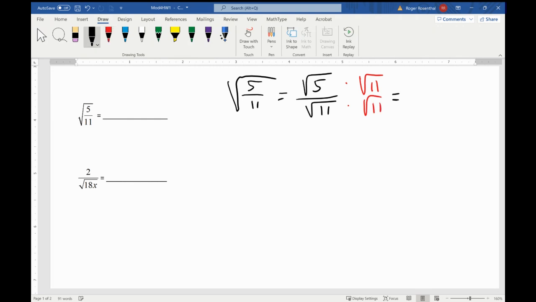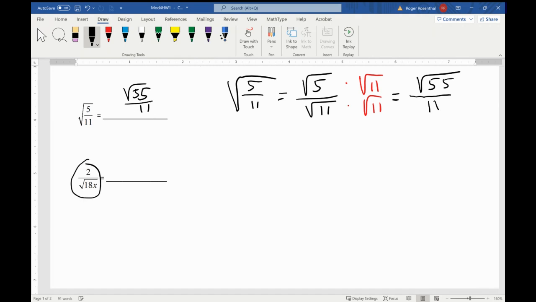I recommend that you pause the video and you try to finish this one yourself and then unpause. So what you should have gotten in the denominator is 11, and in the numerator is the square root of 55, and that is our answer, the square root of 55 over 11. Again, I remind you, your goal is to not have a radical in the denominator, and we no longer have that.